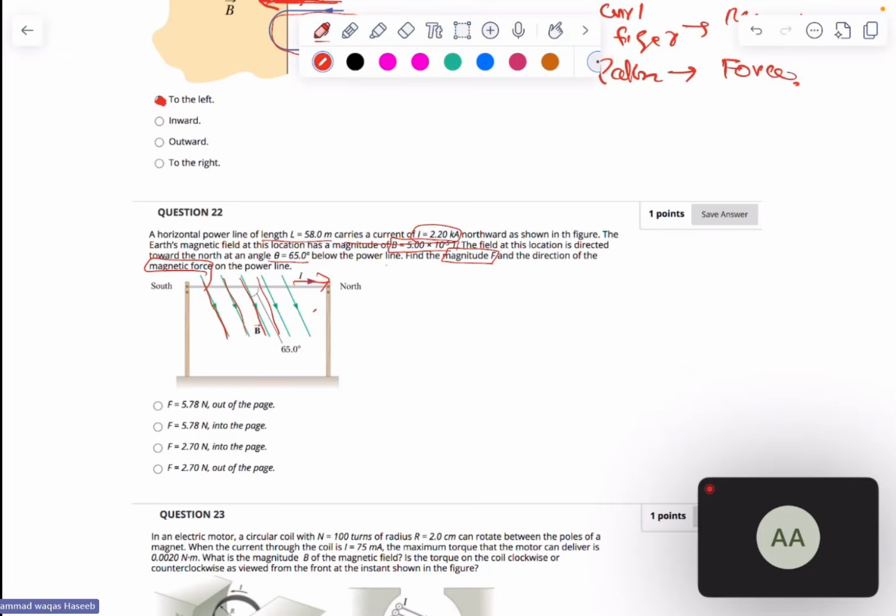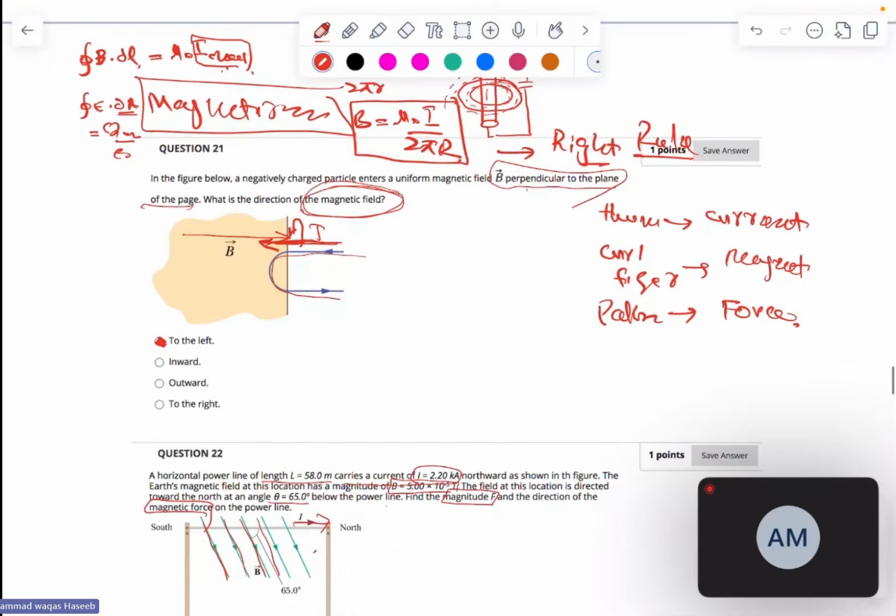Doctor, for question 21, it's wrong. It's meant to be outward, not to the left. Yes, it would be outward. We are talking about the magnetic field; sorry, I was thinking about the force. So yes, the magnetic field is outward in that case.